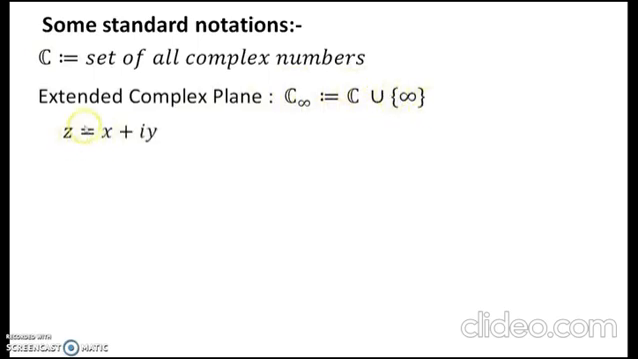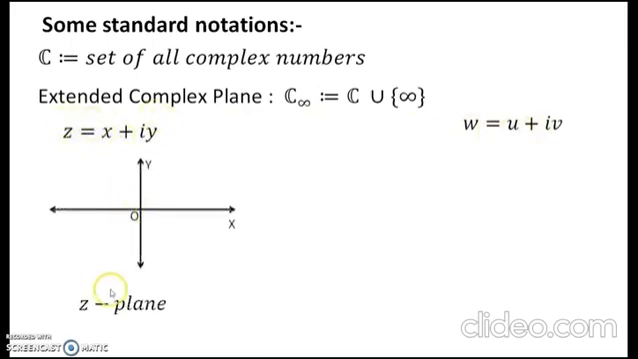We use the notation for a complex variable as z equal to x plus iy. Here x is the real part and y is the imaginary part. Both are independent variables. Another complex variable is w equal to u plus iv. Here u is the real part and v is the imaginary part, so both u and v are independent.